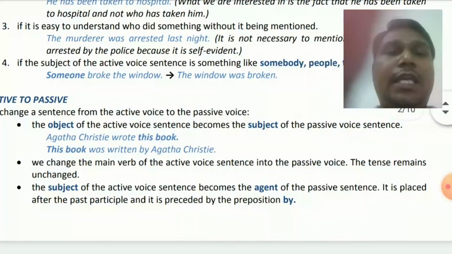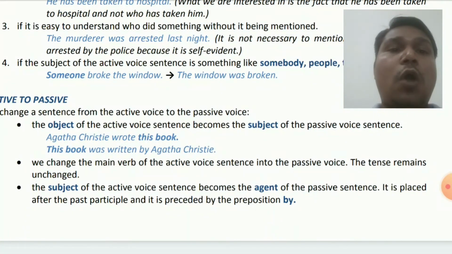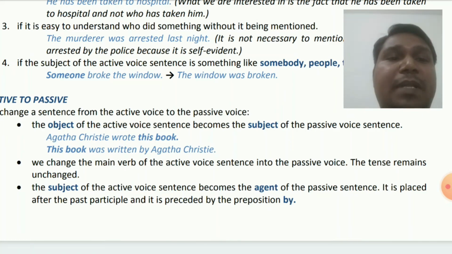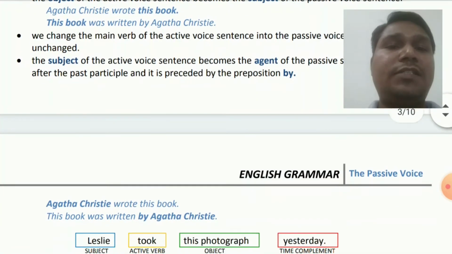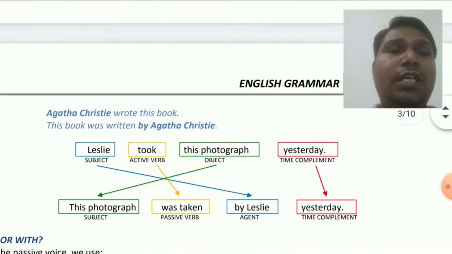The third is that the subject of the active voice sentence becomes the agent of the passive sentence. Here in the example you can see Agatha Christie in the active voice is the subject of the sentence, but in passive voice it becomes an agent of the sentence. It is placed after the past participle and it is preceded by the preposition by. Now let's see ahead. Here you can see the example.